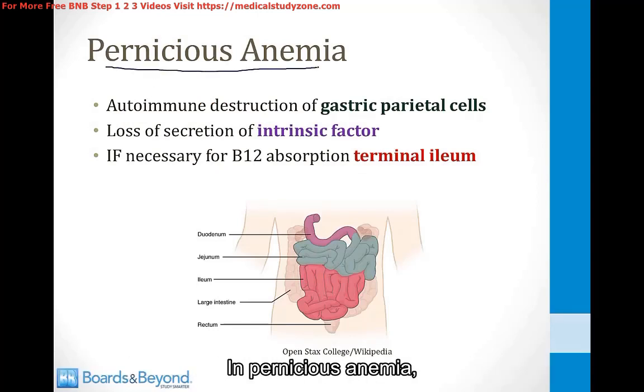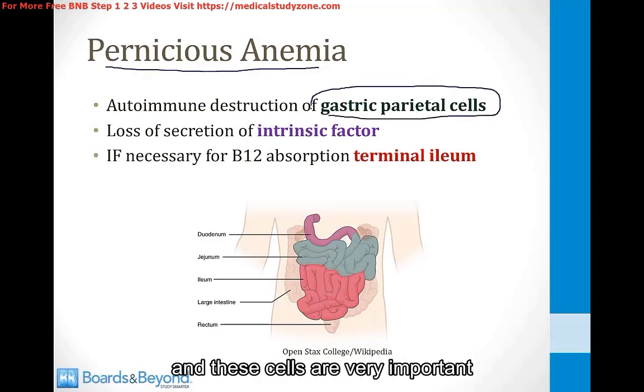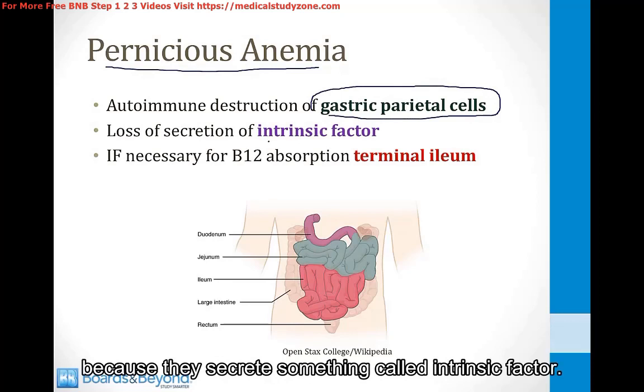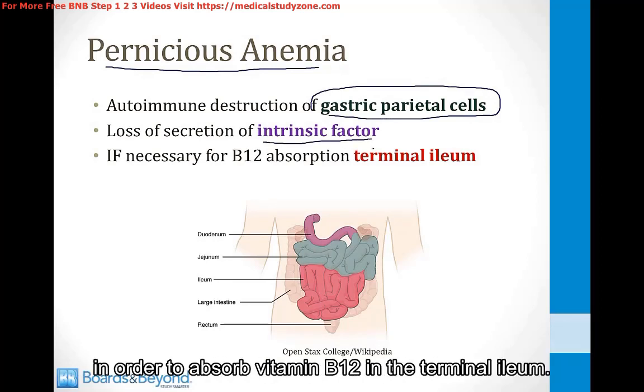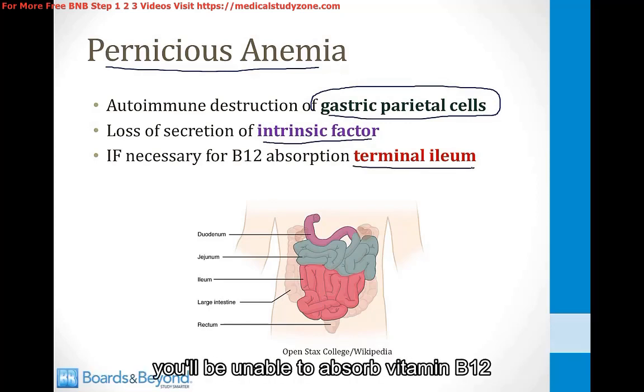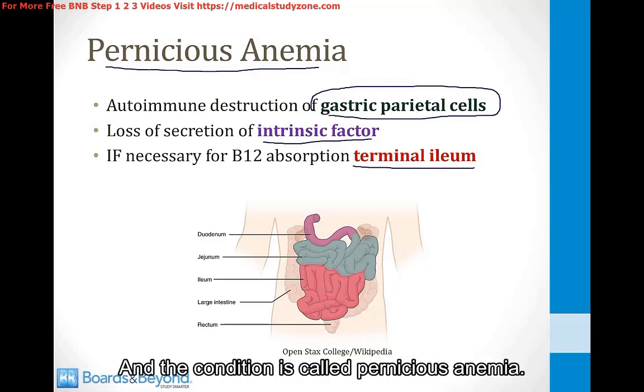In pernicious anemia, there is autoimmune destruction of parietal cells in the stomach, and these cells are very important because they secrete something called intrinsic factor. You need intrinsic factor in order to absorb vitamin B12 in the terminal ileum. If you lack intrinsic factor, you'll be unable to absorb vitamin B12 and you will become deficient. And the condition is called pernicious anemia.